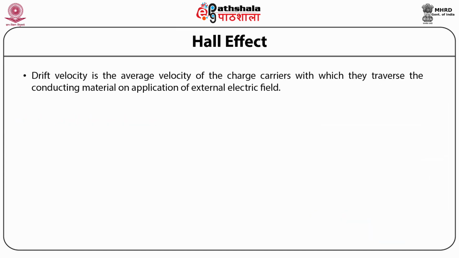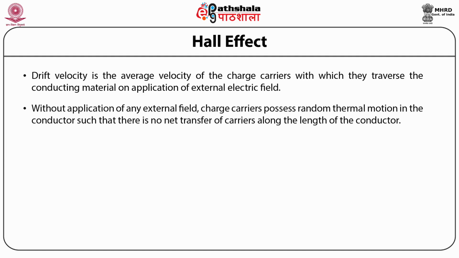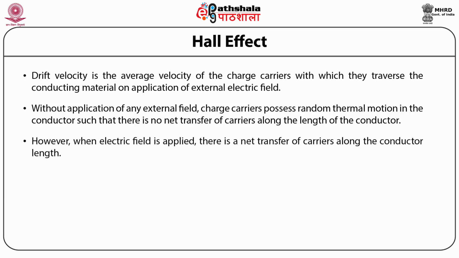Drift velocity is the average velocity of the charge carriers with which they traverse the conducting material on application of an external electric field. Without application of any external field, charge carriers possess random thermal motion in the conductor, such that there is no net transfer of carriers along the length of the conductor. However, when an electric field is applied, there is a net transfer of carriers along the conductor's length.